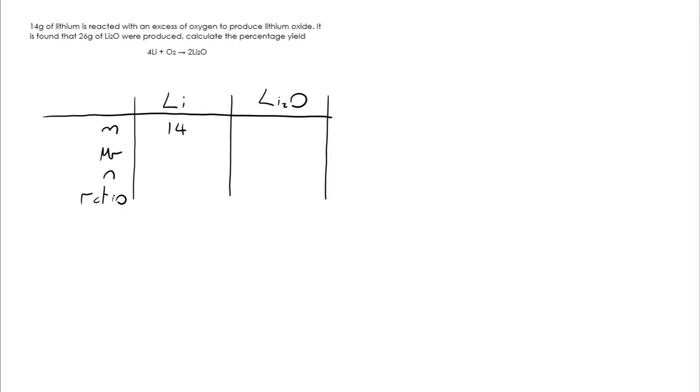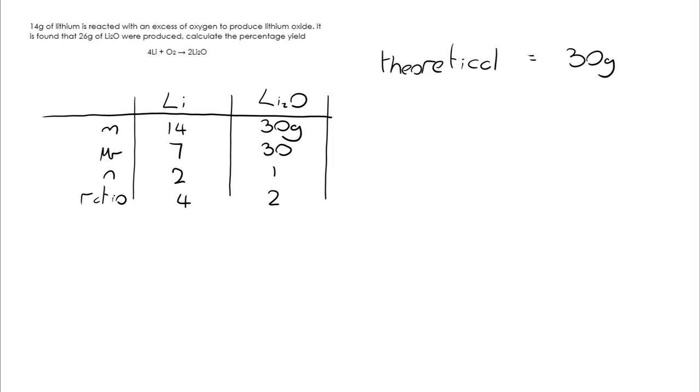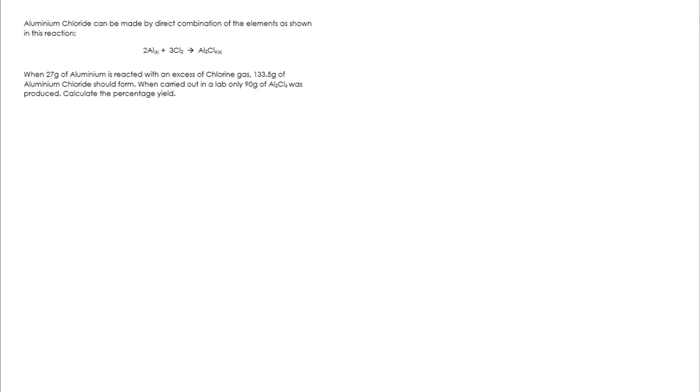Here's another one to have a go at. Once again, it's reacting masses. Let's draw out the table. Lithium, we started with 14 grams. My MR is 7. I've got 2 moles. My mole ratio is 4 to 2 again, which means 1 mole of lithium oxide. Lithium oxide has an MR of 30. So 1 multiplied by 30. I should have made 30 grams. The question tells me I only made 26. So 26 over 30 multiplied by 100, 86.67%. Let's move on to the next question.